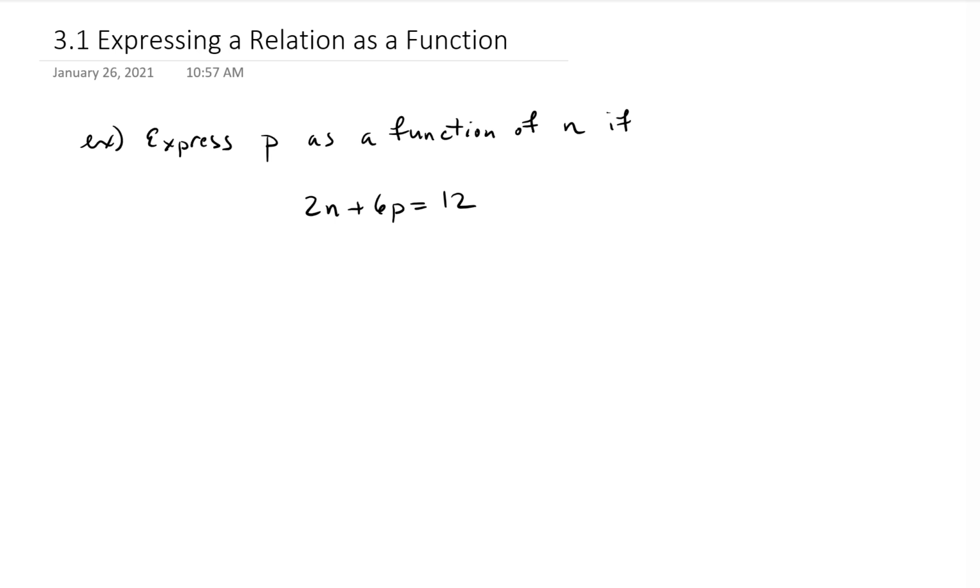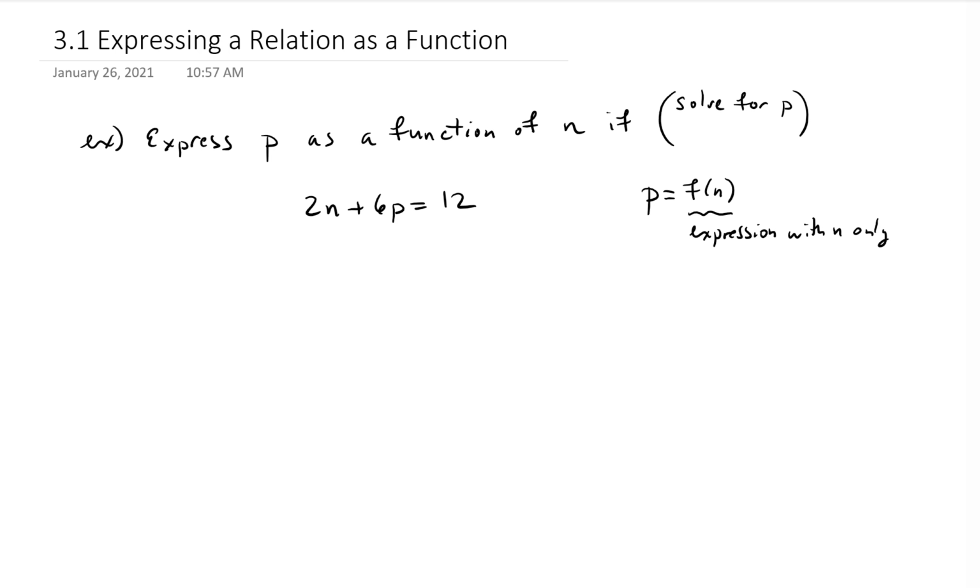So p as a function of n means we'd like to write p as some f of n. So here this is going to be an expression with n only. If we do this, that just means we can solve the equation for p. That's it. So that sentence here is equivalent to saying, can I solve for p, the equation?